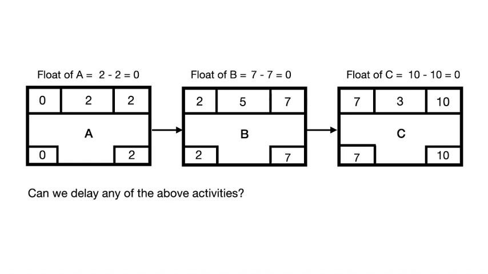So the question here is, could we be delaying any of these activities? Of course not. Why? Because its float is 0. I've already explained to you that the float of an activity is the amount of time that that activity could be delayed without delaying the project. And since the float of each of these activities is 0, this means we could not be delaying any of these activities. If we did delay any of these activities, that would delay the project. And since time is one of the project constraints, it's very important to ensure that the project finishes on time.